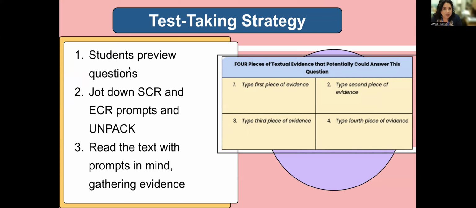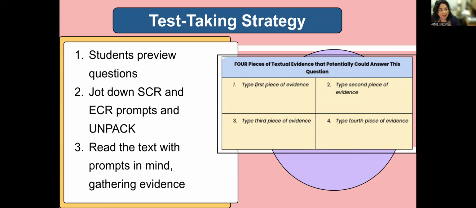Ask them to jot those things down on their blank sheet of paper and do that kind of unpacking, looking up words they're not familiar with, making sure they know exactly what is being asked of them. And we can practice this in instruction up to STAR too. Then they can read those texts with the prompts in mind.